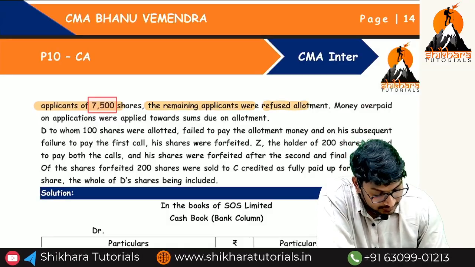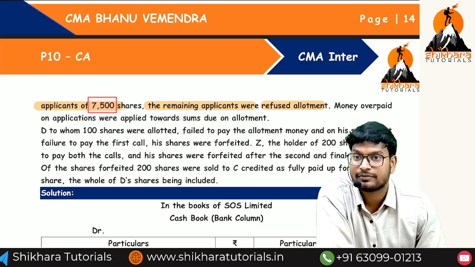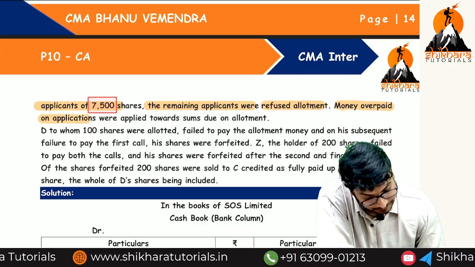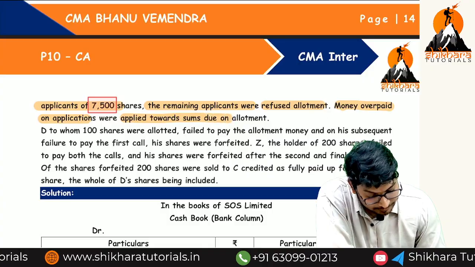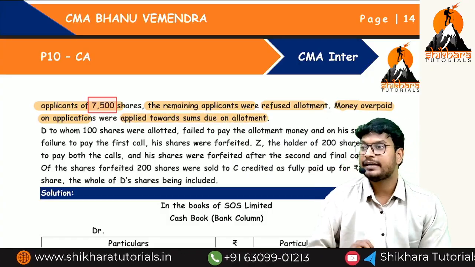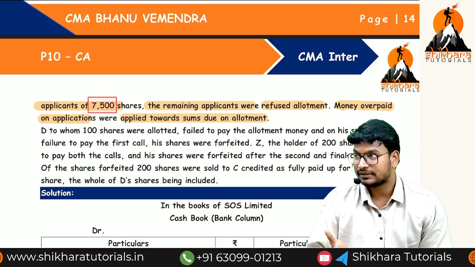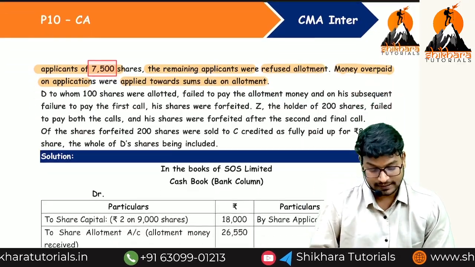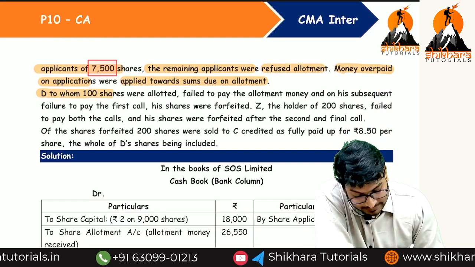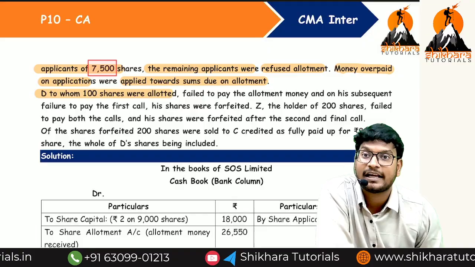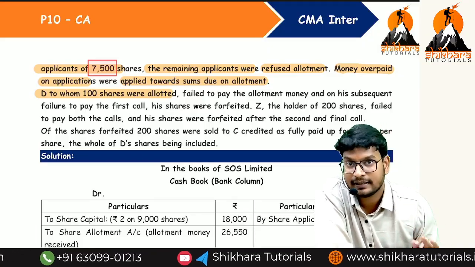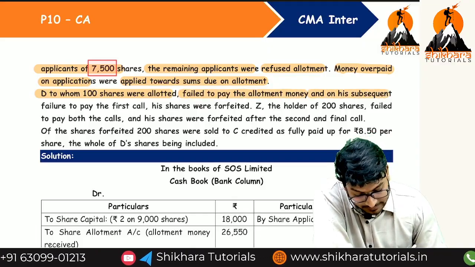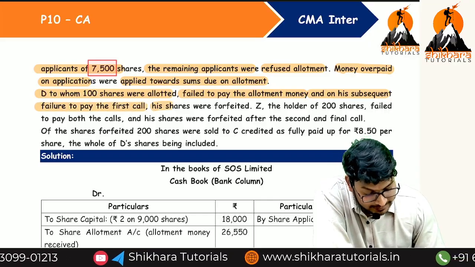Who refused the allotment, that means rejected. And money overpaid on applications was applied towards the sum due on allotment. Whatever amount was overpaid in relation to the 7,500 shares, they are going to adjust with the allotment. And next one, D, to whom 100 shares were allotted. Allotted or applied? Allotted. That means allotment has already happened. He failed to pay the allotment money, and his subsequent failure to pay the first call, his shares are forfeited.